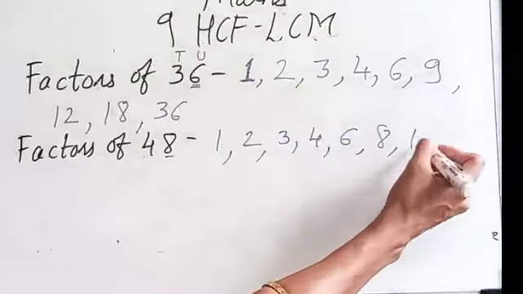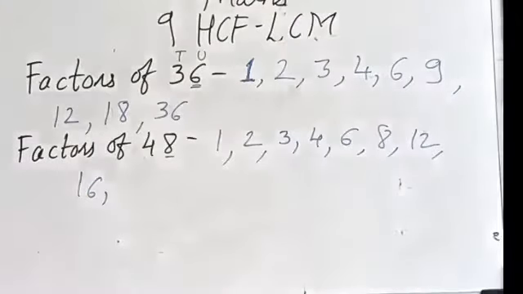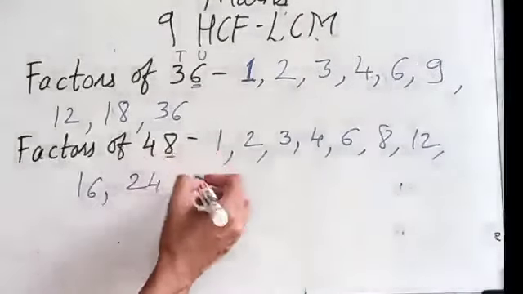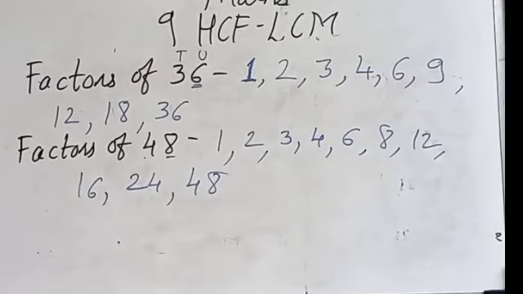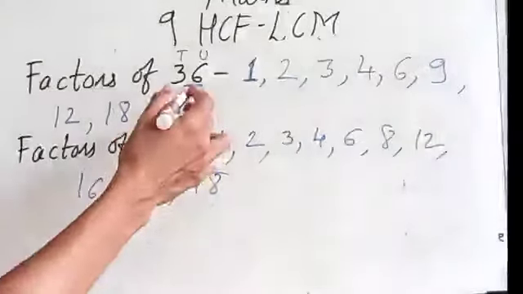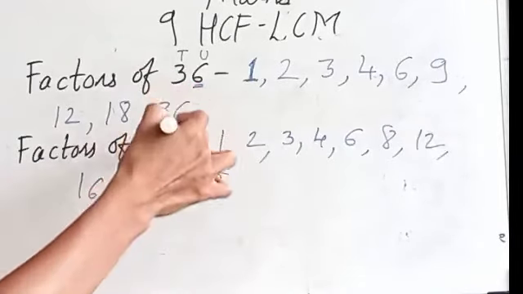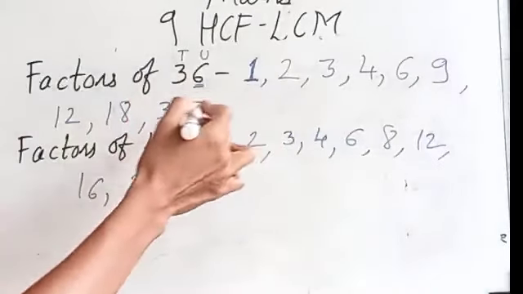Then 12 4s are 48. Then 16 3s are 48. 24 2s are 48. And that number itself comes, 48. Isn't it? So you have to find the factors in this way. You have to think in your mind whether that particular number is there in the table or not. And if it is an even number, means what? If it is divisible by 2, then it is called an even number. Okay. So now both these numbers are even numbers.